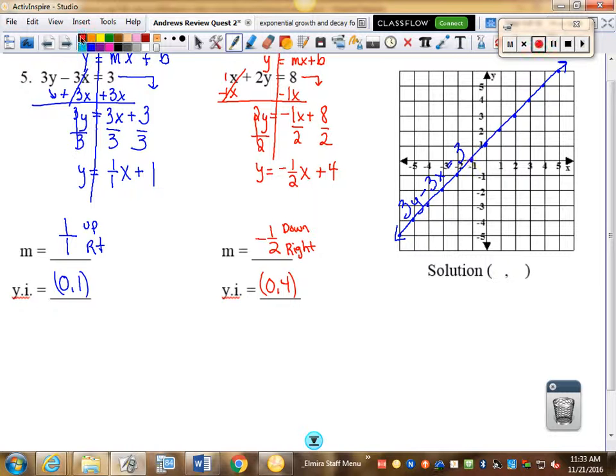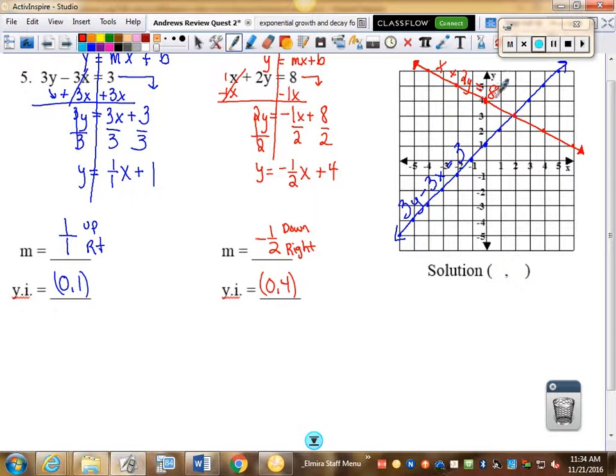Okay, then my red line is going to start at 4. And I'm going to go down 1, 2 to the right. Down 1, 2 to the right. Down 1, 2 to the right. X plus 2y equals 8.